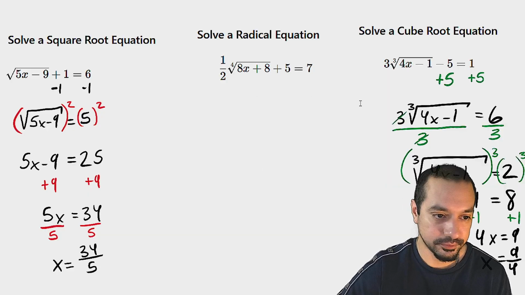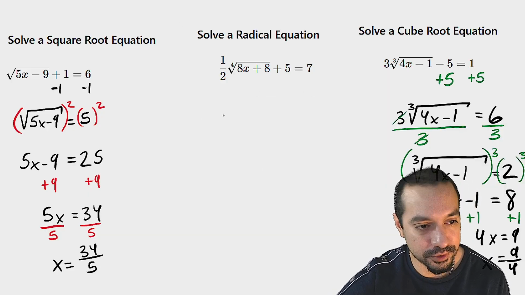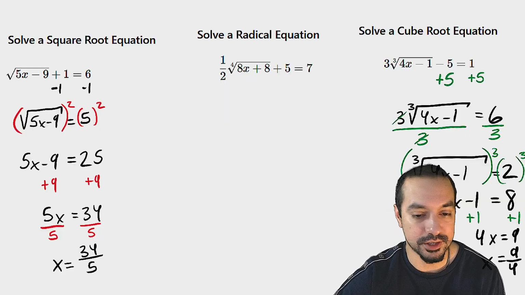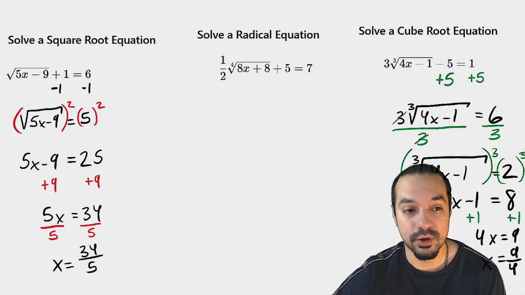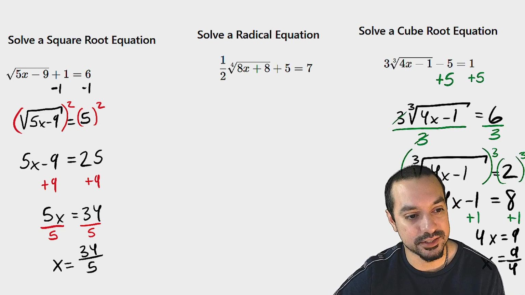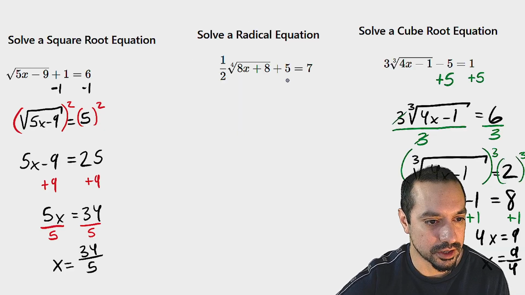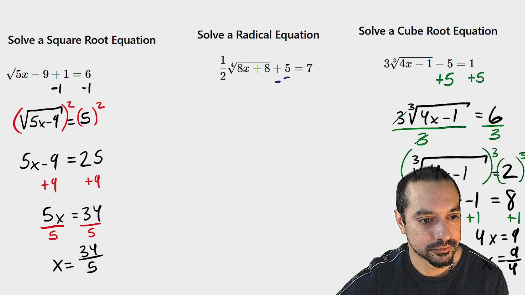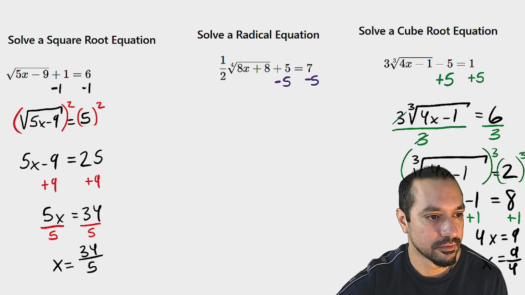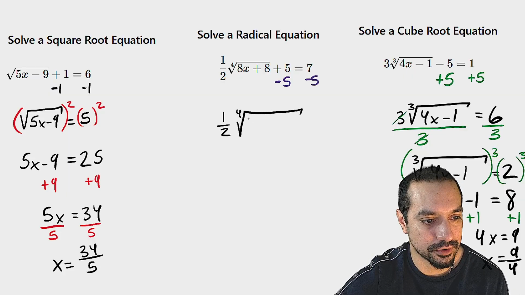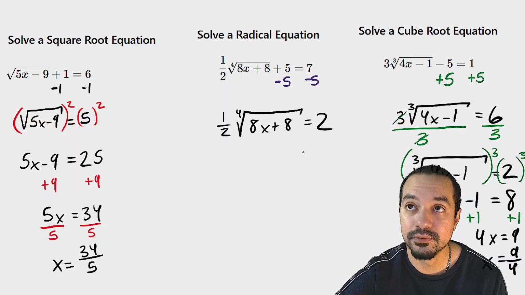Okay. So now we have our fourth root. So the same logic applies here. You want to isolate your radical, and then once your radical is isolated, you can take advantage of that to cancel out your radical. So I will start with subtracting 5 from both sides. We end up getting 1/2 times the fourth root of 8x plus 8 equals 2.